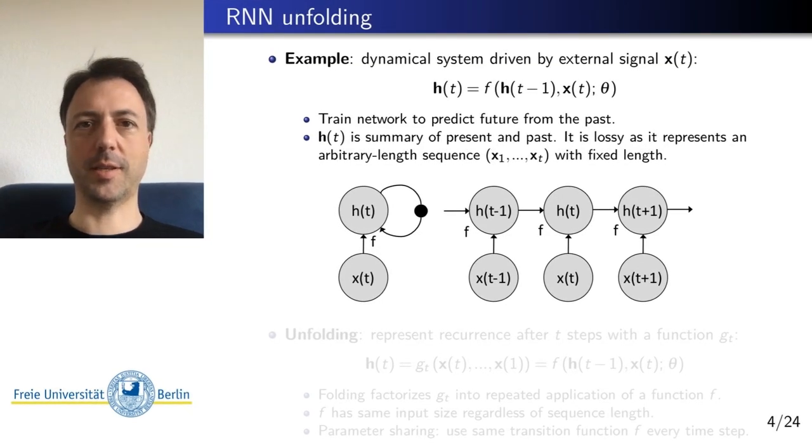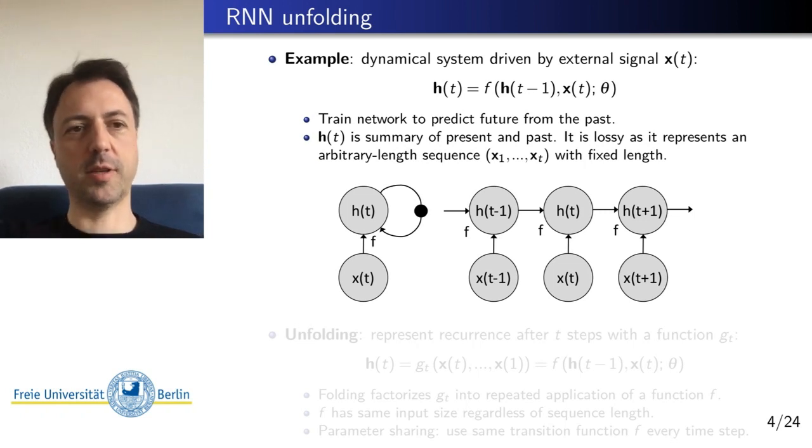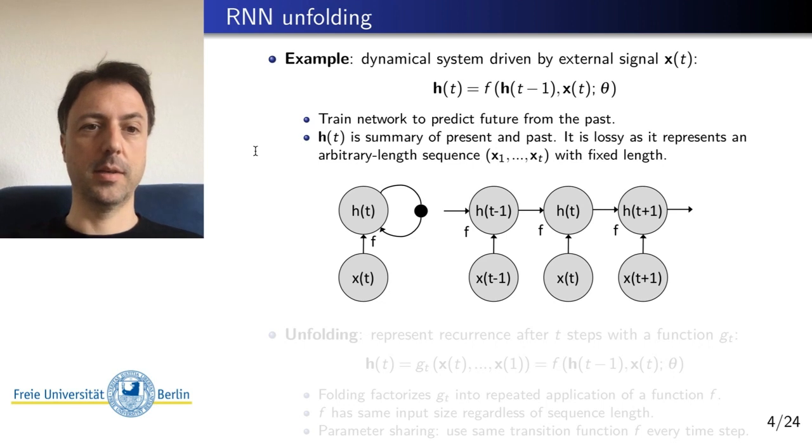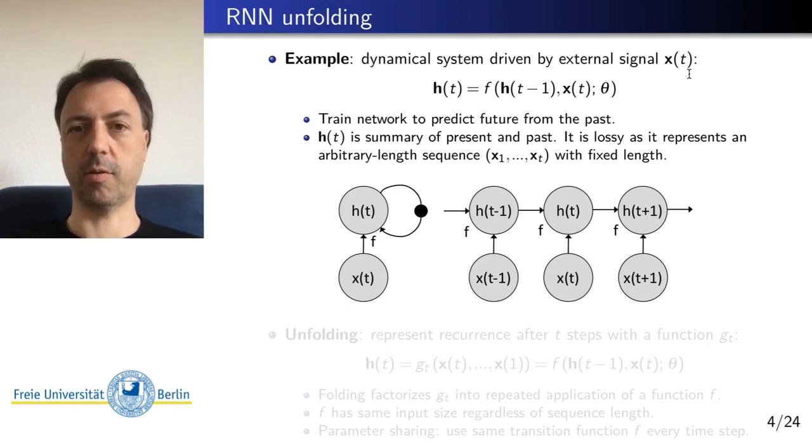Okay, so let's look at a simple example of a recurrent neural network, or RNN. And let's also look at what RNN unfolding is. That is a very important concept we will be needing. So the example is this. Consider this equation, which defines a dynamical system in the signal x of t. So x of t is our time series or sequence that we are interested in modeling somehow. For example, we want to train a network to predict future states from past states. So we want to do time series prediction.